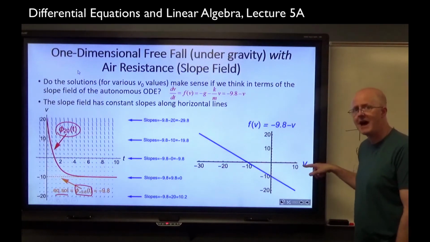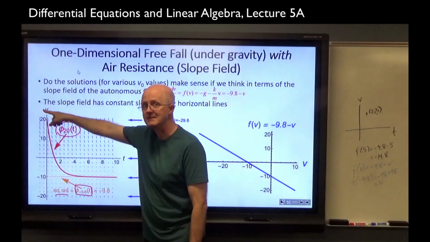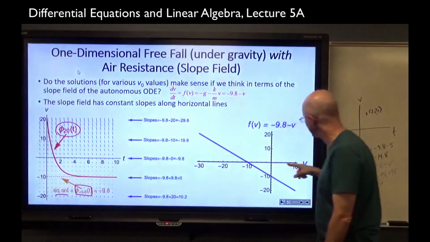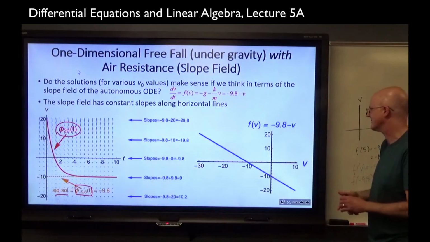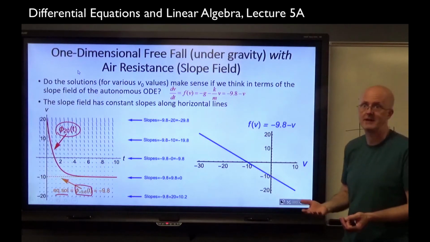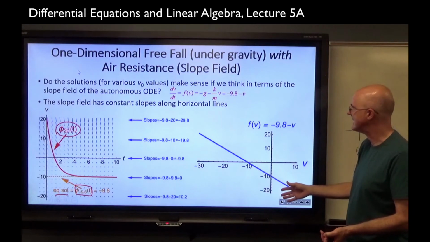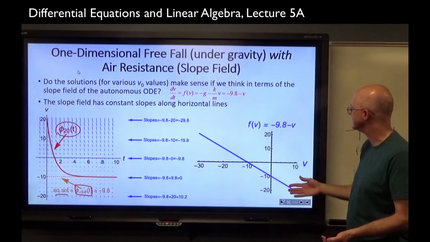V is the horizontal axis in this graph. Over here in the slope field, it's the vertical axis. Here I want to make it the horizontal axis. Not that I couldn't make it the vertical axis. I could. But then I'd be drawing the graph in an unusual way if I did. The vertical axis, is that t? No, it's not t.